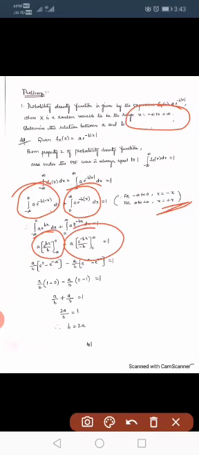Now substitute the upper and lower limits: e power 0 minus e power minus infinity, minus a by b into e power minus infinity minus e power minus 0. So e power 0 is 1, e power minus infinity is 1 by e power infinity, which is 0, and e power minus 0 is 1. So after solving we get b equal to 2a. This is the relation between a and b.